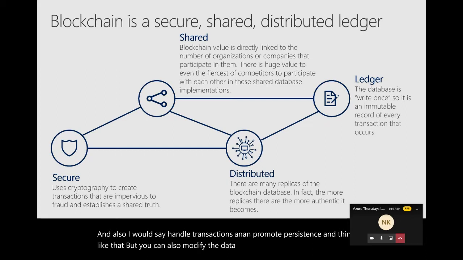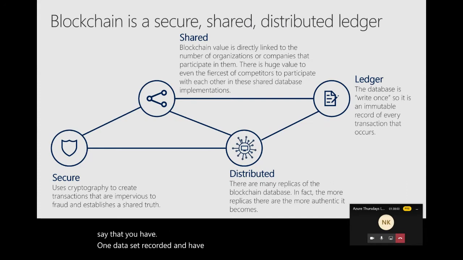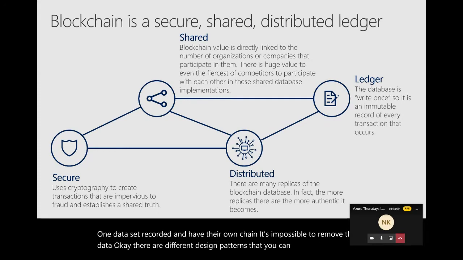But with blockchain, it's a little bit different because we have one concept called immutability. Blockchain, as the name says, is a chain of blocks where you also have transactions with the data sets. Once you have one data set recorded on chain, it's impossible to remove the data. There are different design patterns you can implement, and there's a way to perform what we can call a logical deletion, but no physical deletion at all. On top of that, we have things related to security.